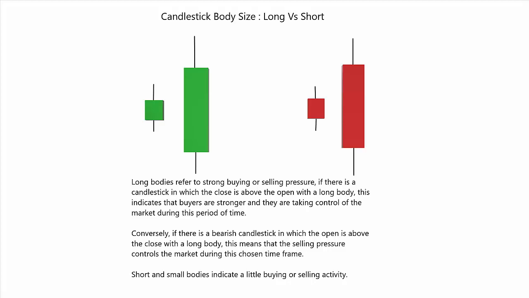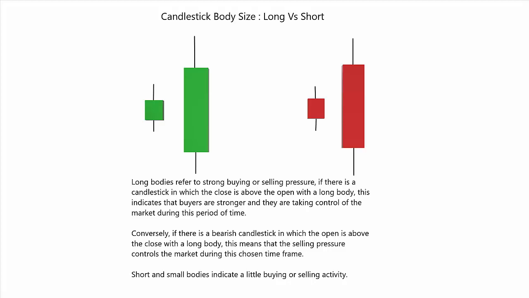If there is a candlestick in which the close is above the open with a long body, this indicates that buyers are stronger and they are taking control of the market during this period of time. Conversely, if there is a bearish candlestick in which the open is above the close with a long body, this means that the selling pressure controls the market during this chosen time frame.